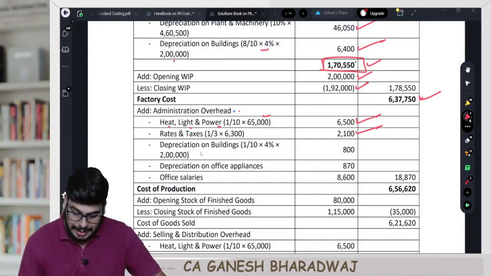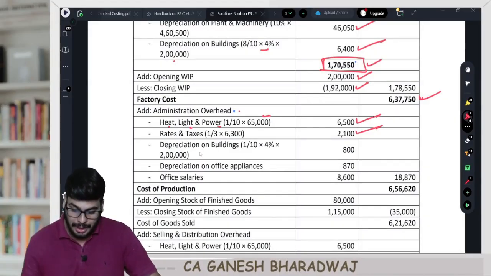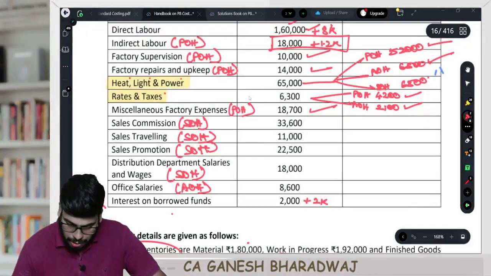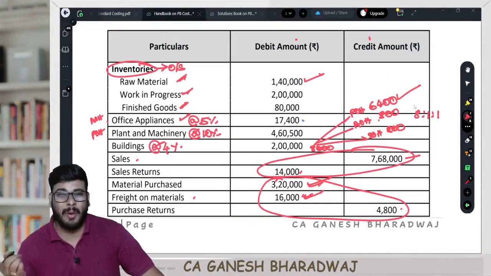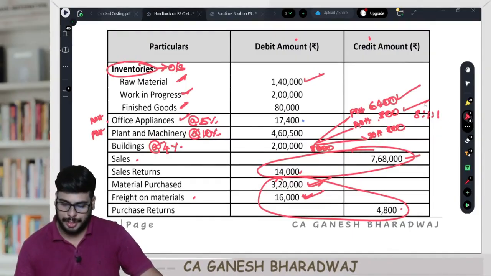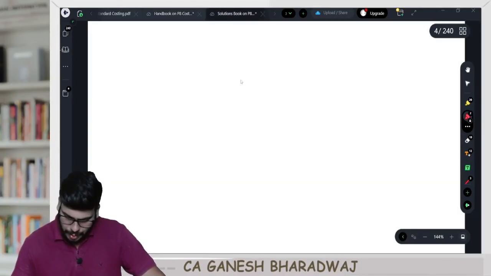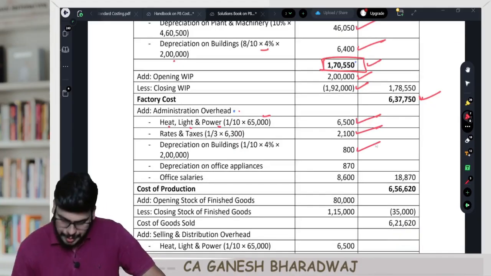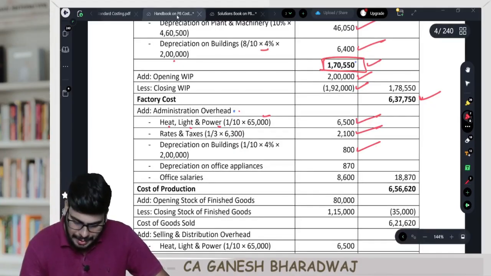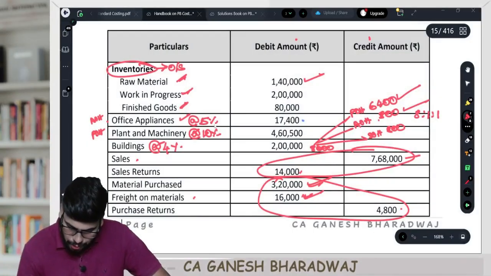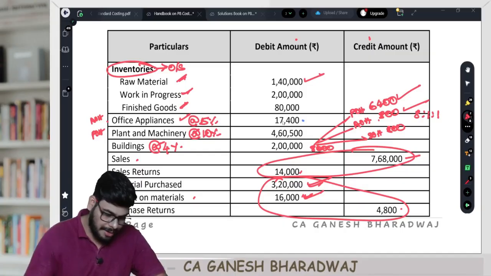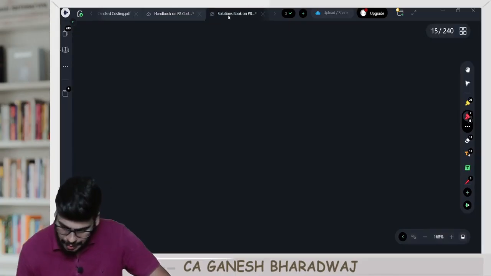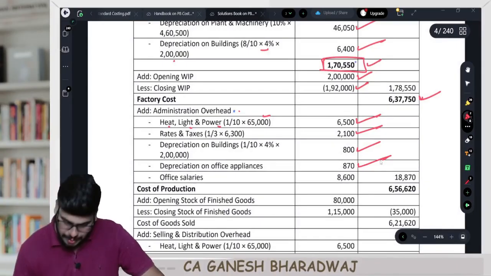And one more thing, depreciation on buildings we saw, right? So there, the building is a shared area. So 4% on 2 lakh, that was 8,000. And on that, 1/10 of it comes to your AOH, that's 800 rupees. Then depreciation on office appliances that we already saw here, it's going to be 5% on 17,400. So it's 0.05 on 17,400. It's going to be 870 rupees.